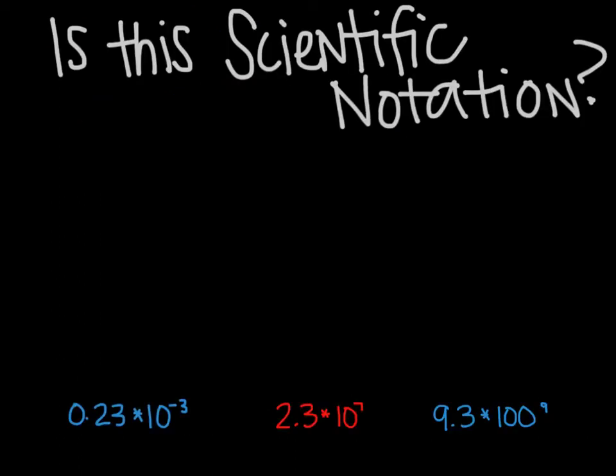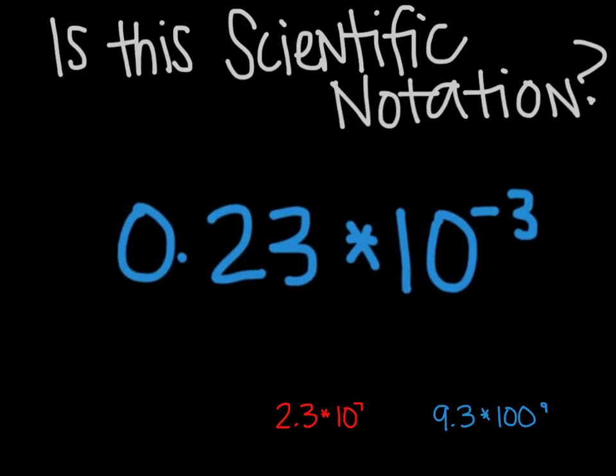So now that we know what the format is for scientific notation, we're going to determine whether or not the three examples here are. So here's our first one. The first thing you're going to look at is A, which is 23 hundredths. That is less than 1, so we can automatically say this is no, we don't have to look any further.